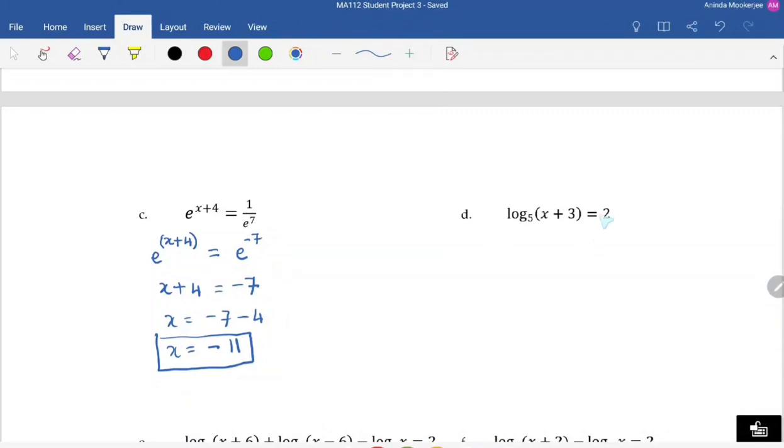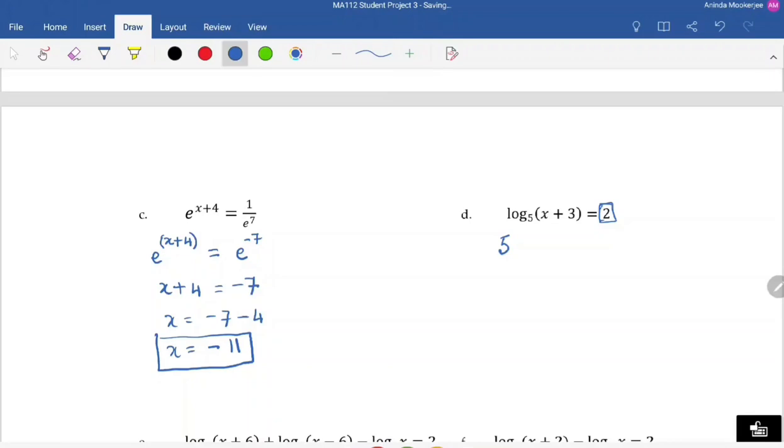For question number D, log base 5 of x plus 3 equals 2. We will be applying the method of rewriting this in exponent form and then solving for x. So the base of the logarithm, which is 5, is also going to be the base of the exponent. And remember, the other side of the logarithm has a value which is really the exponent.